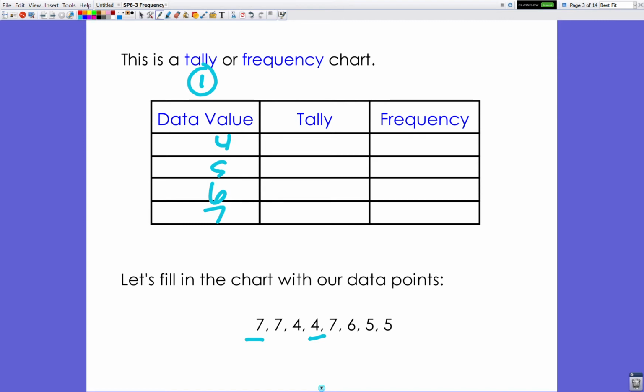Our second step is to tally. As I go through the list, I'm going to mark off a number and turn it into a tally on my table. So 7, 7, tally, tally. 4, 4, tally, tally. 7 gets a tally, 6 gets a tally, and 5 gets 2 tallies. Now that we have our tally marks, we're able to do step 3, get the frequency.